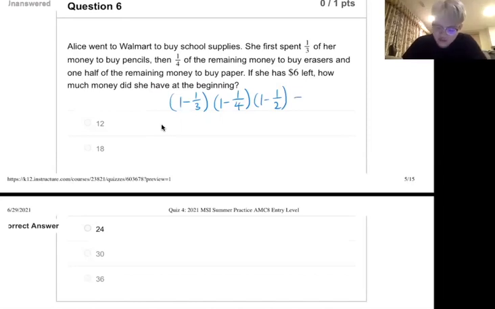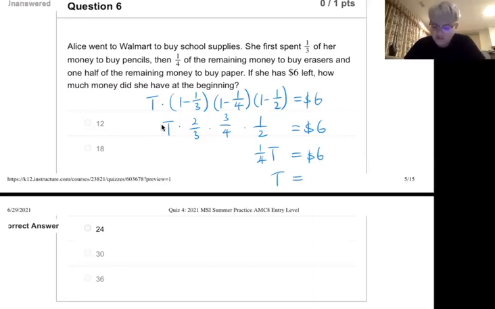And that will equal $6 if we multiply the total money at the beginning. So simplify the equation. T times 2/3 times 3/4 times 1/2 is $6. This would give us 1/4 of T is $6, and T, which is the total money she has at the beginning, is $24, which gives an answer of 24.